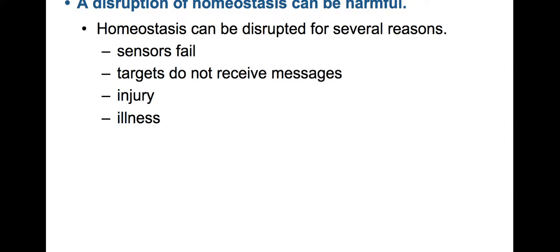The disruption of homeostasis can be harmful for obvious reasons. But if your sensors fail, that's obviously not a good thing. If targets do not receive their messages, that's not a good thing. If you get injured, that's really not a good thing either. And illness can also harm homeostasis. So think about if you get a fever, your temperature spikes. So you might get a fever of 99, 100, 101, 102. Once you start getting into the 103, 104 temperature ranges, that's really high.